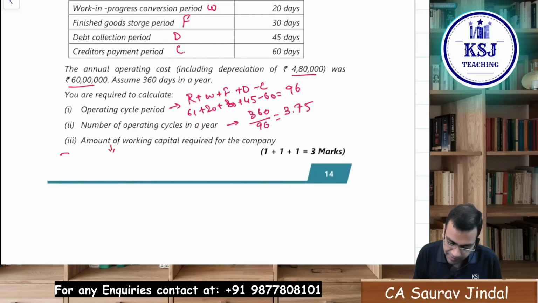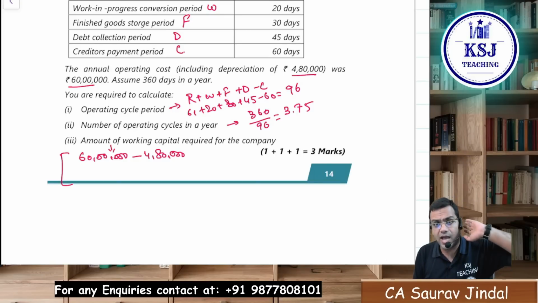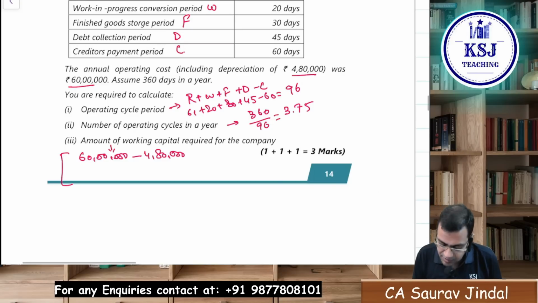Amount of working capital required for the company. Sir, 60 lakh is the total annual operating cost. Out of that, 4,80,000 depreciation I will remove. Because in case of depreciation, there is no actual investment done. So working capital is not required for the depreciation. Divided by 3.75.